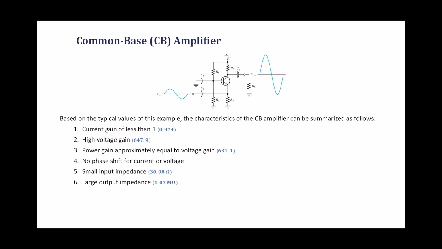Put together, these characteristics tell you exactly when to reach for a common base amplifier. Whenever you need a stage with high voltage gain, no phase inversion, a very low input impedance to match a low impedance source, and a high output impedance to hand off to the next stage. That wraps up our analysis of the common base amplifier.